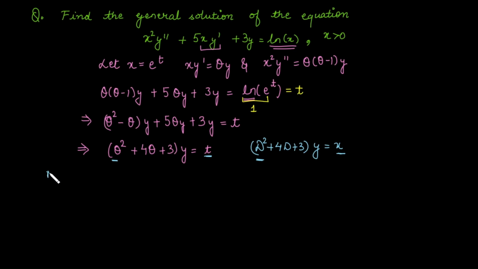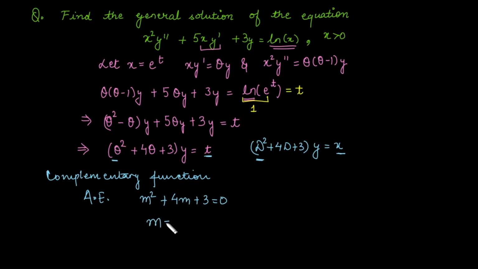Now calculate the complementary function. For the complementary function, we will write the auxiliary equation. In the auxiliary equation, theta is replaced by m. So we have m square plus 4m plus 3 is equal to 0. What are the roots in this case? Roots are minus 1 and minus 3.